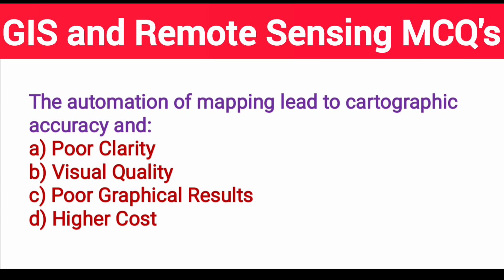Next question, the automation of mapping leads to cartographic accuracy and option A, poor clarity, option B, visual quality, option C, poor graphical results, option D, high cost. So the correct answer is option B, visual quality.